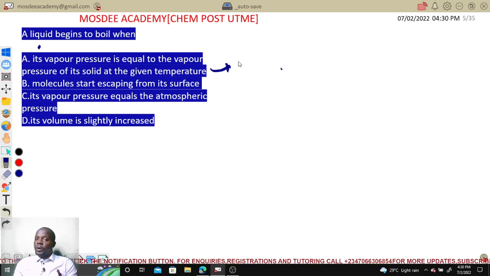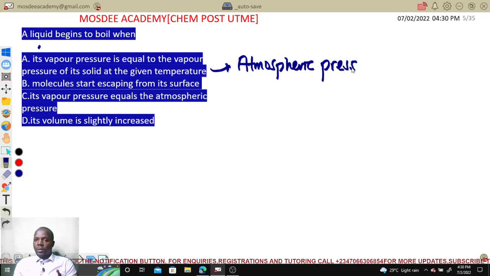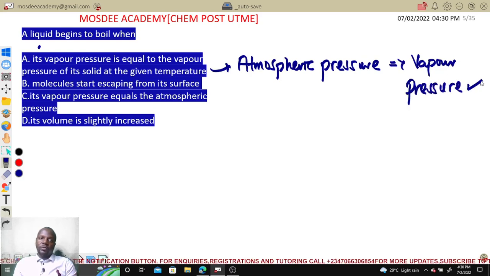So liquid boil or boiling point is the temperature at which the atmospheric pressure is equal to the vapor pressure. So don't let me waste time on something I believe you guys should know. And if you don't know it, liquid boils at this particular condition.